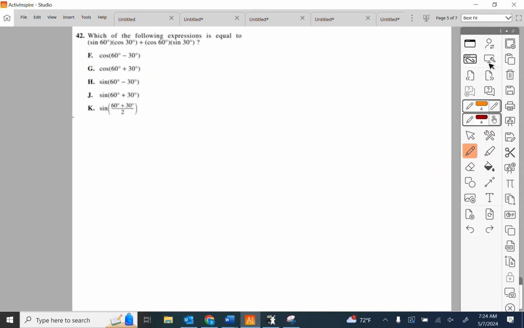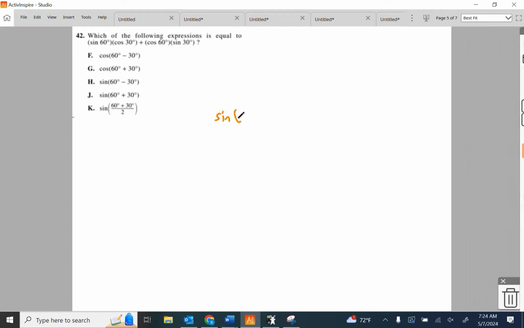Pretty simple one. Which of the following expressions is equal to the sine of 60 cosine of 30 plus cosine of 60 sine of 30? This is a senior test, and the vast majority of seniors in this country take a trig class. So they're supposed to know this little idea that the sine of x plus y is the sine of x cosine of y plus the cosine of x sine of y. It's going to be choice J.